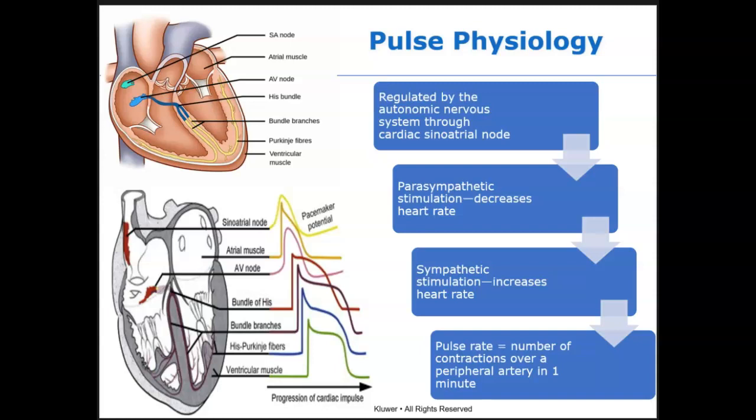Pulse physiology. Okay, the pulse is regulated by the autonomic nervous system, and it's done through the SA node, which we call the natural pacemaker of the heart, right? The sinoatrial node. Remember that from A&P? And remember the autonomic nervous system from A&P? Then we have the parasympathetic stimulation of the SA node, which happens through the vagus nerve, and that whole process decreases the patient's heart rate. The sympathetic stimulation of the SA node increases the patient's heart rate and force of contraction.